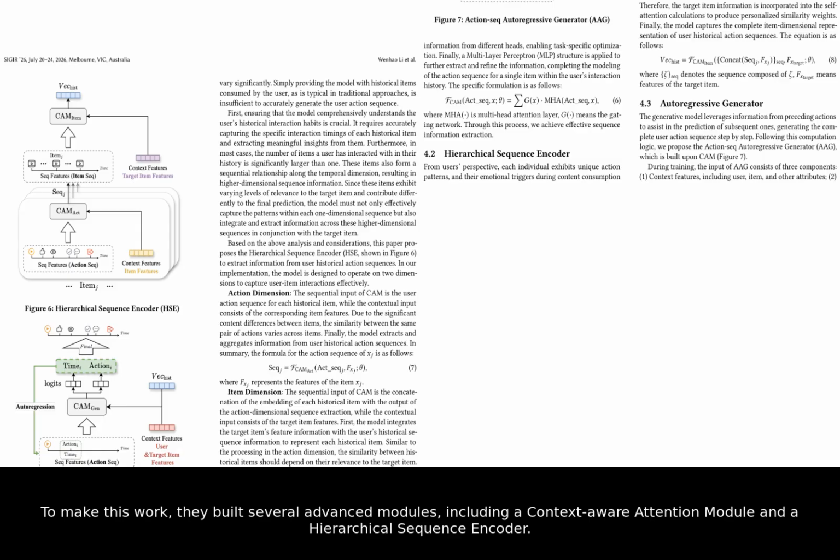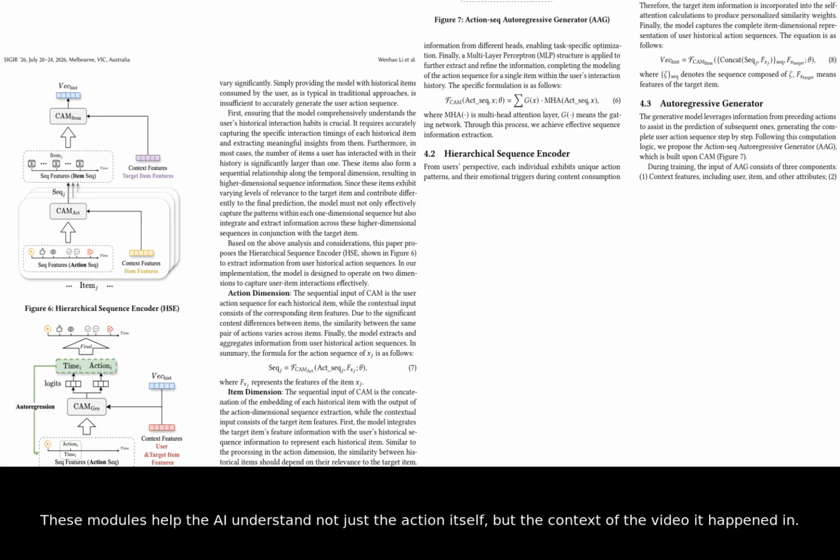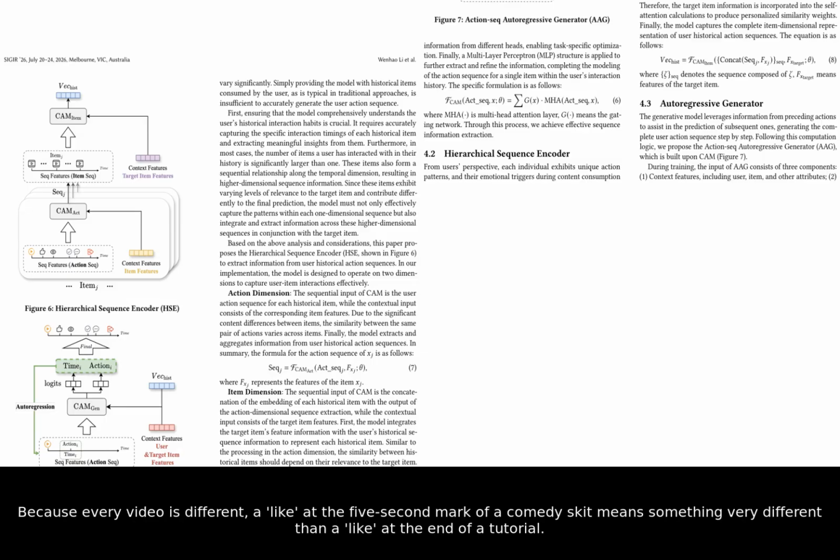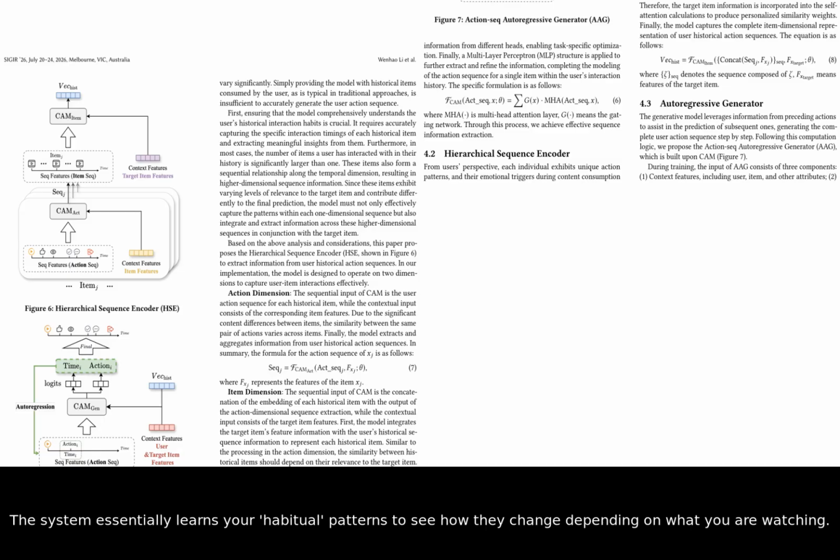To make this work, they built several advanced modules, including a context-aware attention module and a hierarchical sequence encoder. These modules help the AI understand not just the action itself, but the context of the video it happened in. Because every video is different, a like at the 5-second mark of a comedy skit means something very different than a like at the end of a tutorial. The system essentially learns your habitual patterns to see how they change depending on what you are watching.